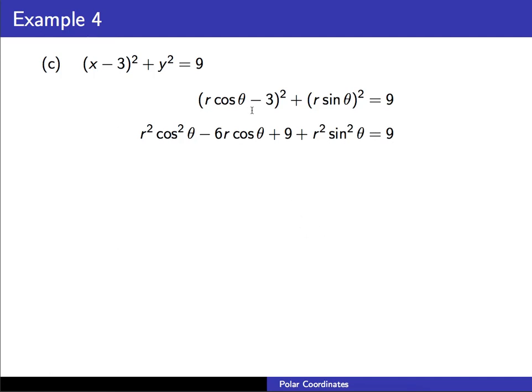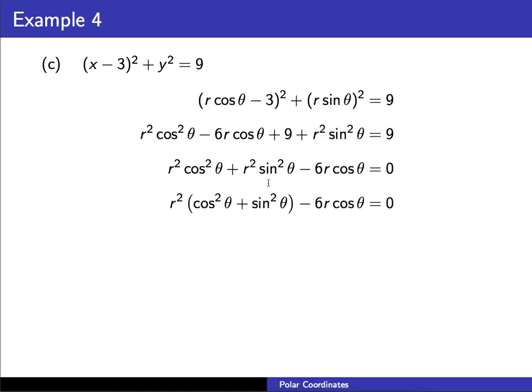Expanding out r cosine theta minus 3, when we square that, we get r squared cosine squared minus 6r cosine theta plus 9. And then squaring r sine theta, we get r squared sine squared theta equals 9. Here, if we subtract 9 from both sides, we get r squared cosine squared theta plus r squared sine squared theta minus 6r cosine theta equals 0. So again, subtracting the 9 from both sides, now we have it equal to 0.